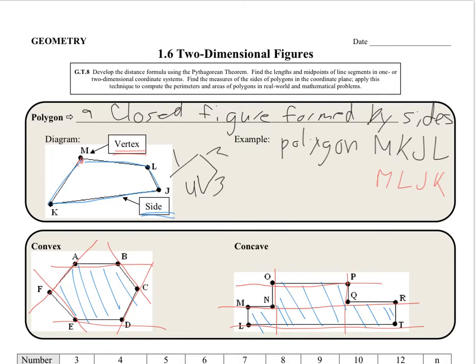So that's the big difference between the two. We can draw lines, and if it passes through the interior, it's concave. If it does not pass through the interior, it is convex.